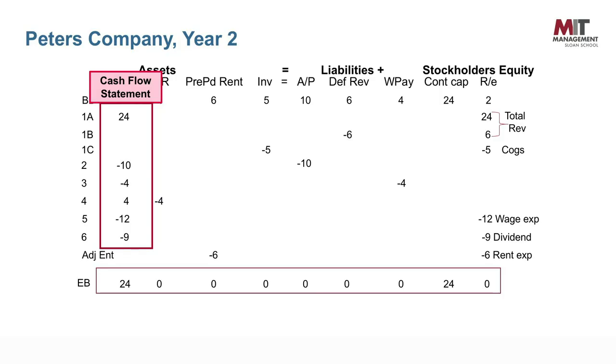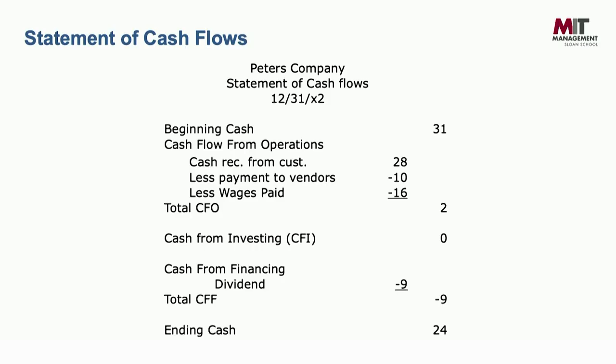Now we're going to make a cash flow statement. Remember, the cash flow statement lives in the column on the left, which is cash, which shows the change in cash for the period. And if we arrange that cash flow statement, we began with $31,000 in cash.